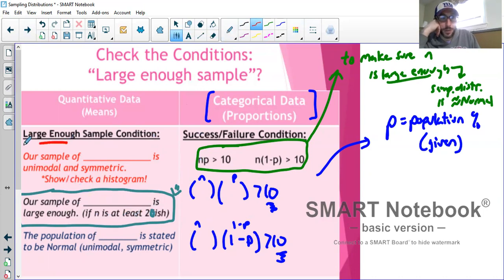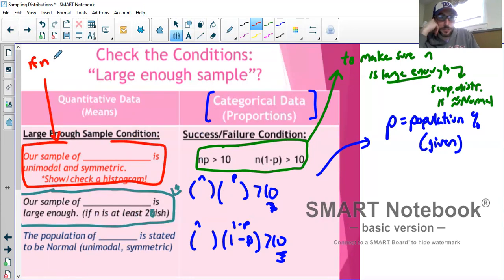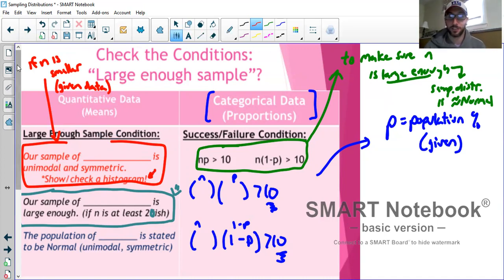However, if you have a small sample, so if N is smaller, and by smaller, I mean not 20-ish. Maybe your sample size is 15, or more realistically on the AP exam, you're going to be given a data set. Maybe we're given 15 data values. We have to check that our sample is unimodal and symmetric. And we can't just say it, we have to actually create a histogram. So this is the most time-consuming way we might have to check this condition.